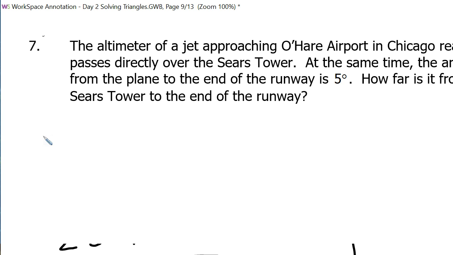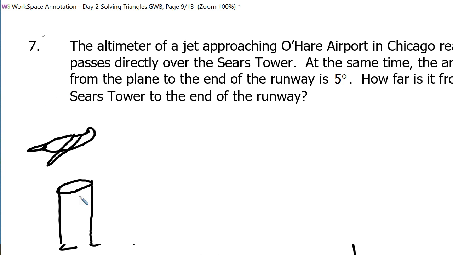So here comes my drawing. Here is my Sears Tower. It's quite impressive. Lots of people come to visit and look at it. And we have a jet that is passing directly over my tower. So I need to draw myself a jet plane. There's my jet plane, kind of bird-like. And that jet plane is approaching this runway.